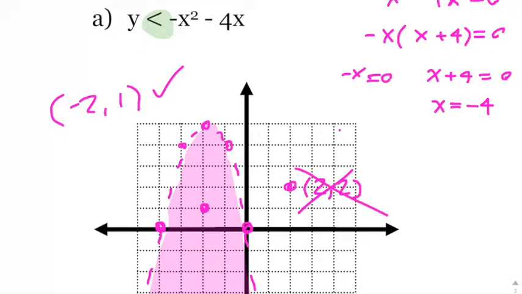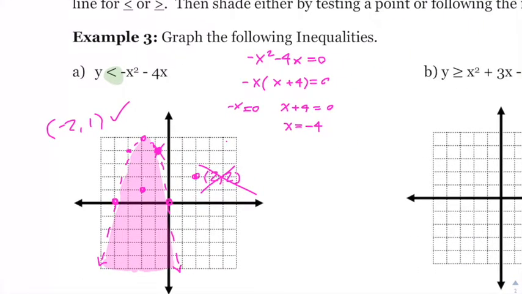And then points directly on a dotted line like this are not a solution, because it's on a dotted line, and points on solid lines are. So that is that.